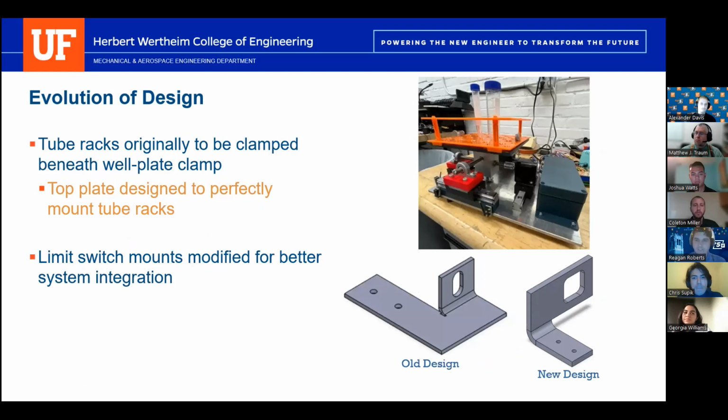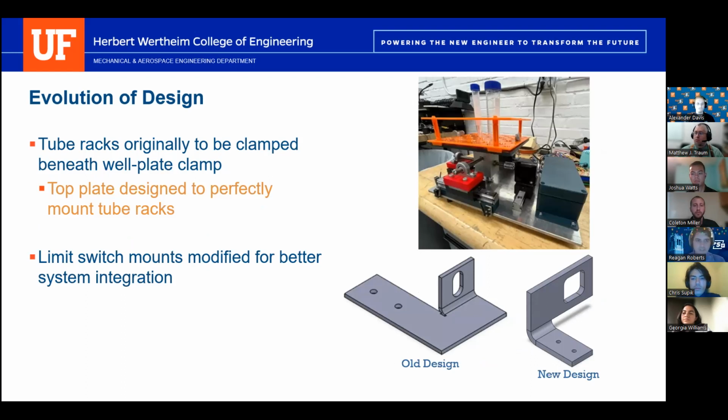Continuing on with that, there's a visual representation of the tube racks clamping down onto the top plate with the two wing screws going through the side holes that we made for them. The idea of the whole top plate was to have easy interchangeability with the well plates and tube racks, so they could be very user-friendly and interchangeable.